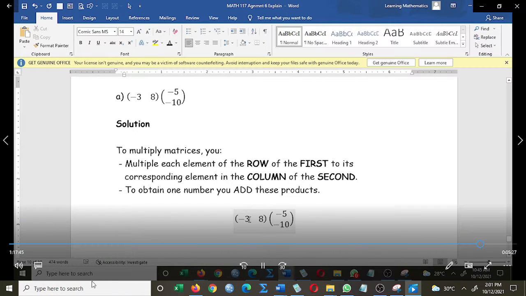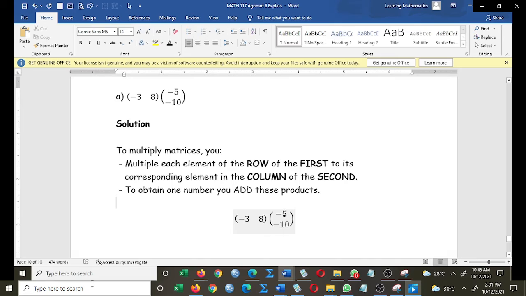-3 is in the row of the first. It corresponds to the -5, which is in the column of the second. It is the first element in the row, so multiply to the first element in the column, isn't that so? Yes. And that's where the plus comes in.